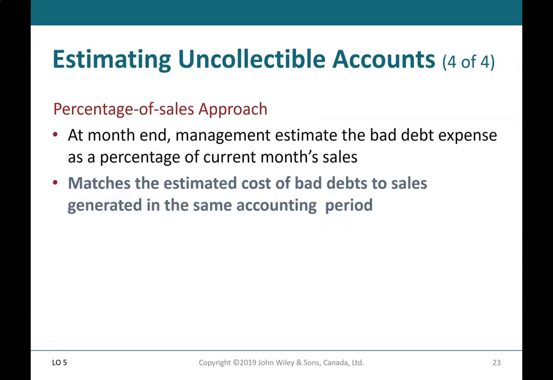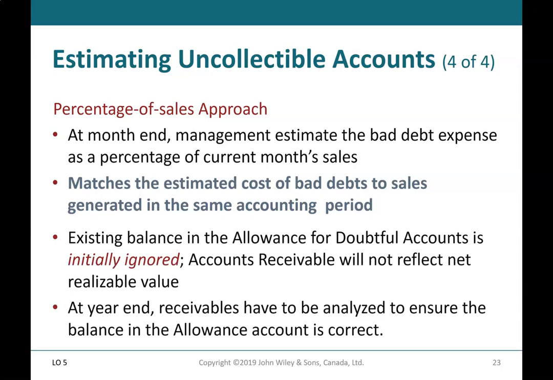Estimating uncollectible accounts, 4 of 4, percentage of sales approach. At month end, management estimates the bad debt expense as a percentage of current month's sales. This matches the estimated cost of bad debts to sales generated in the same accounting period. The existing balance in the allowance for doubtful accounts is initially ignored. Accounts receivable will not reflect net realizable value. At year end, receivables have to be analyzed to ensure the balance in the allowance account is correct.